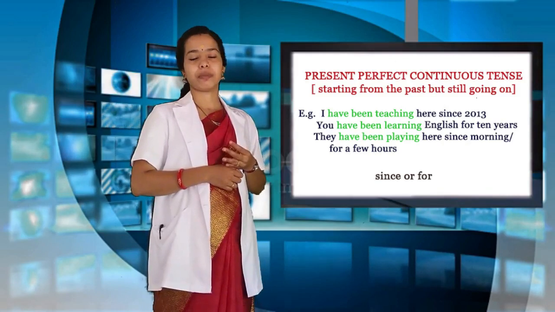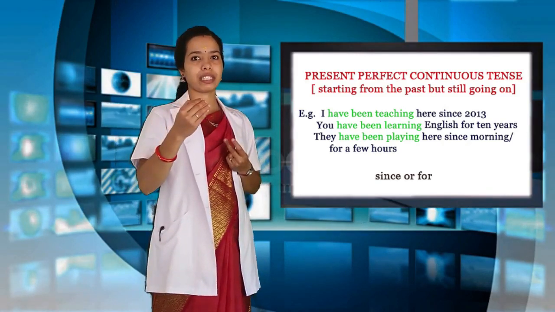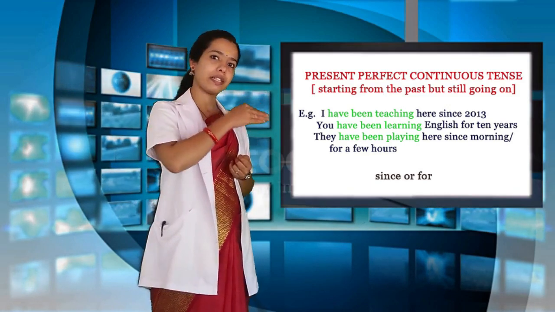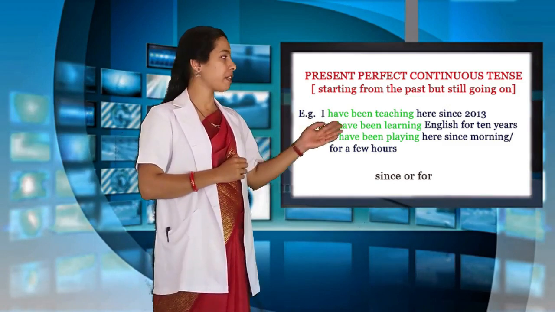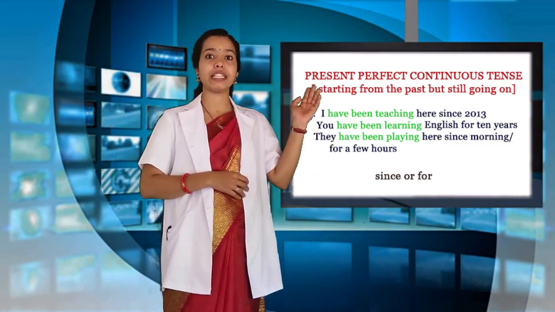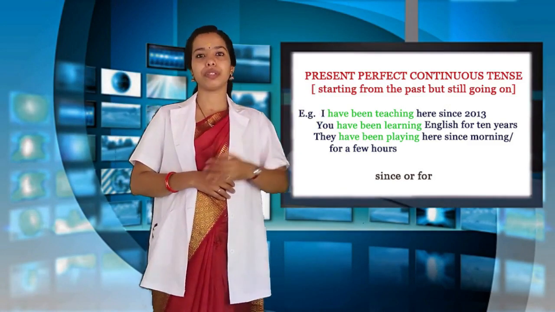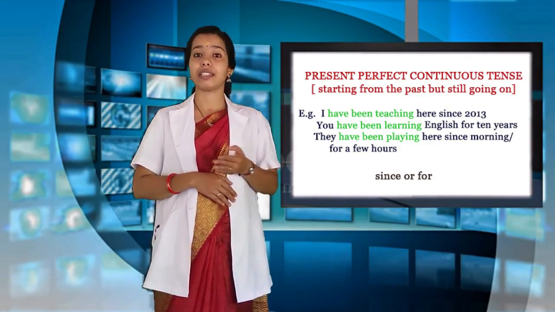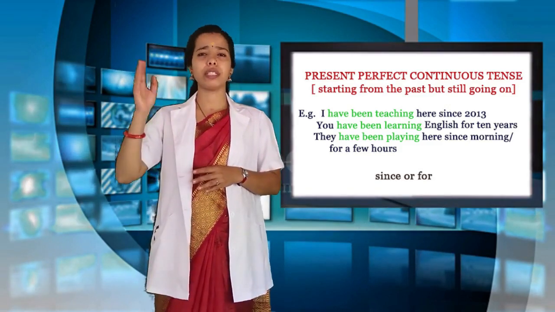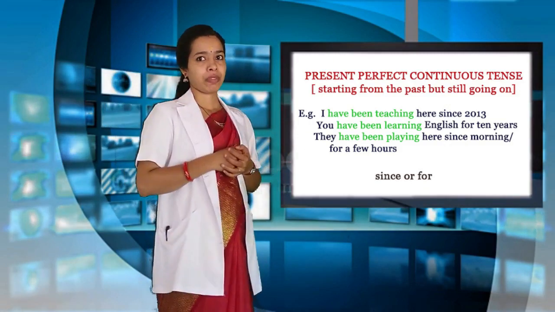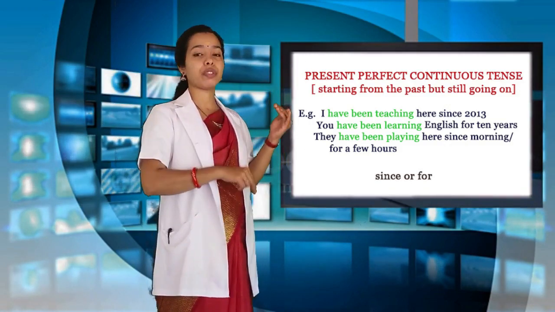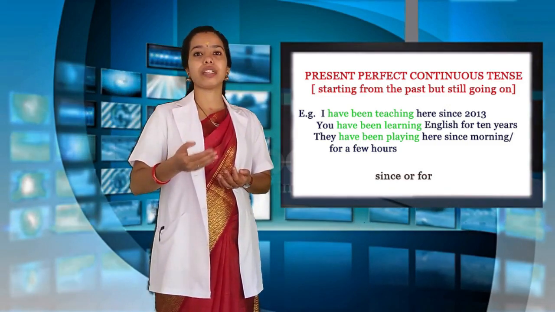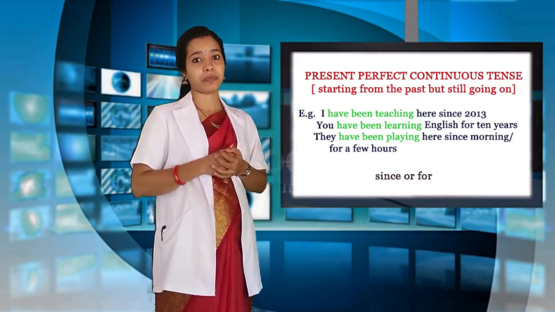Now the last form, present perfect continuous. From the word you can guess it's an ongoing action, but it's perfect. Perfect denotes that it is a past action. So present perfect continuous denotes an action which began in the past but is still going on in the present. Just like, I have been teaching here since 2013. So 2013 is a past time, you know that. Since then I have been working here, and I am still continuing there. Such actions you can denote in present perfect continuous.